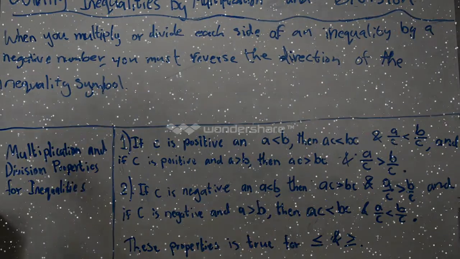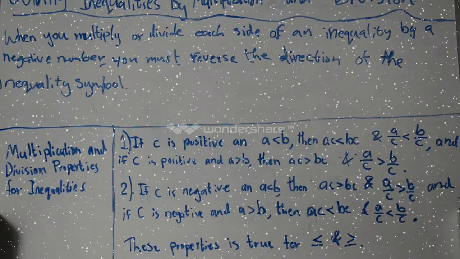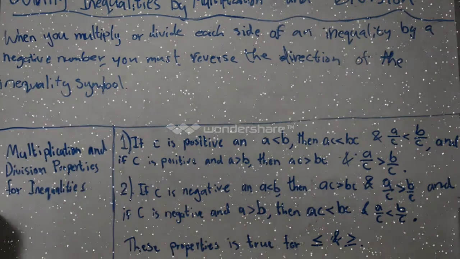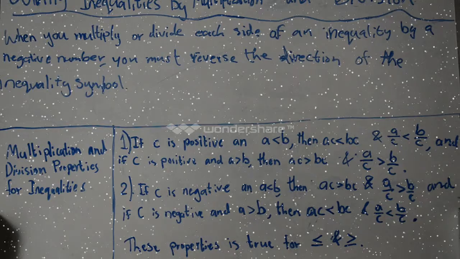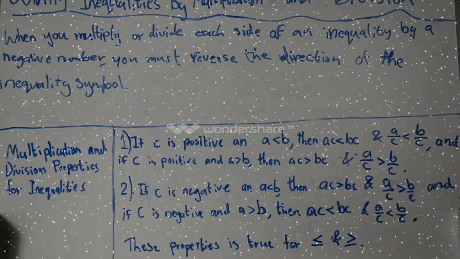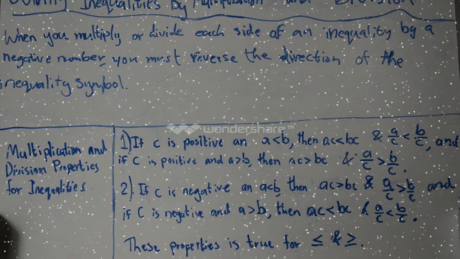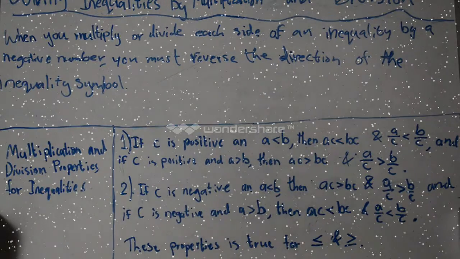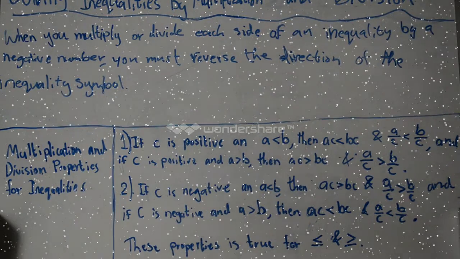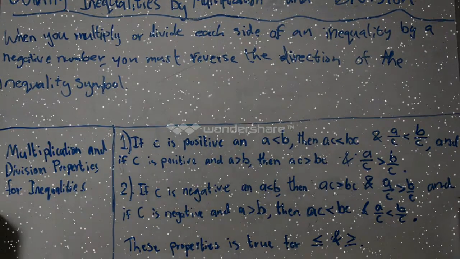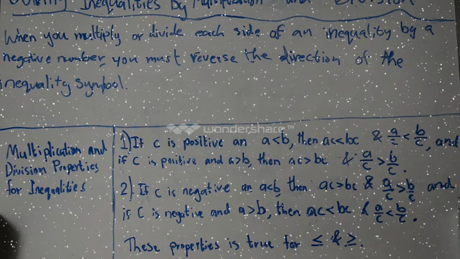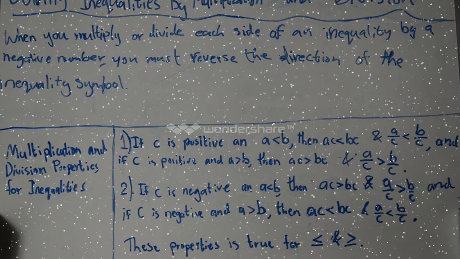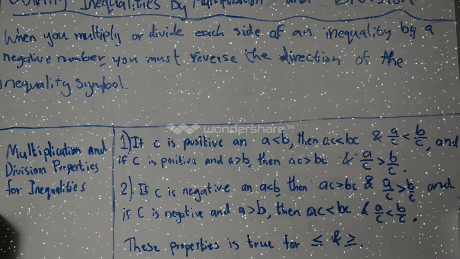And the multiplication and division properties for inequalities are: if C is positive and A is less than B, then AC is less than BC and A over C is less than B over C. And if C is positive and A is greater than B, then AC is greater than BC and A over C is greater than B over C.